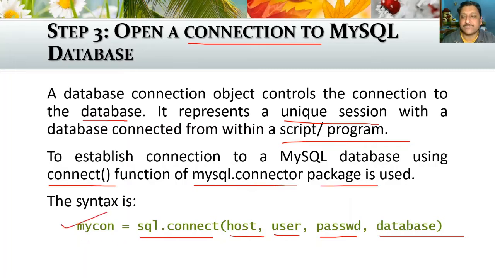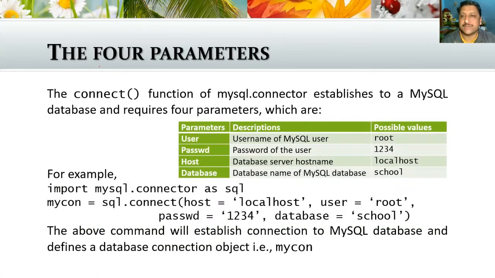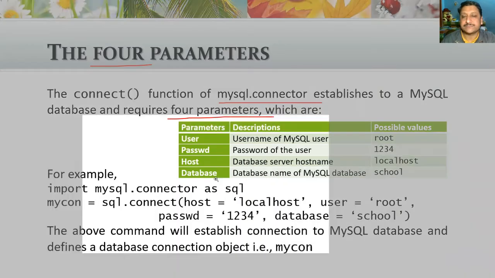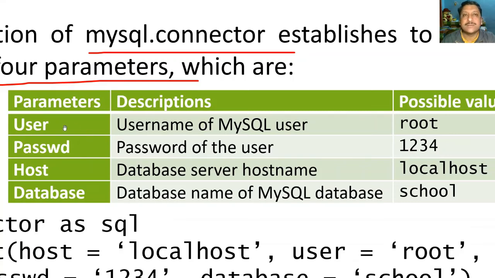We have to create a connection object, write mycon, then the equals sign, then this command, and we have to give 4 options. What are those 4 values? The connect function of MySQL connector requires 4 parameters, which are username, password, host, and database. First we give host, then username, then password, then database.